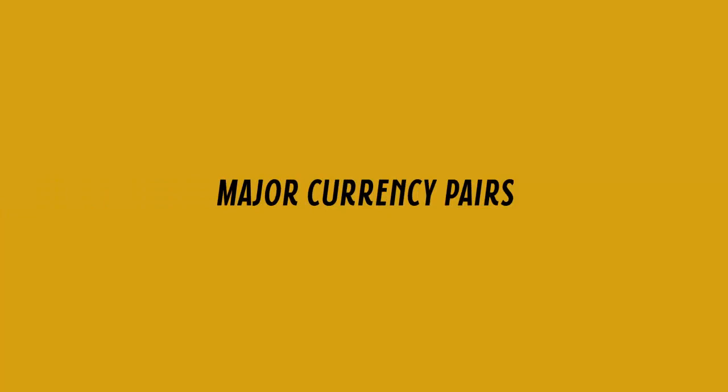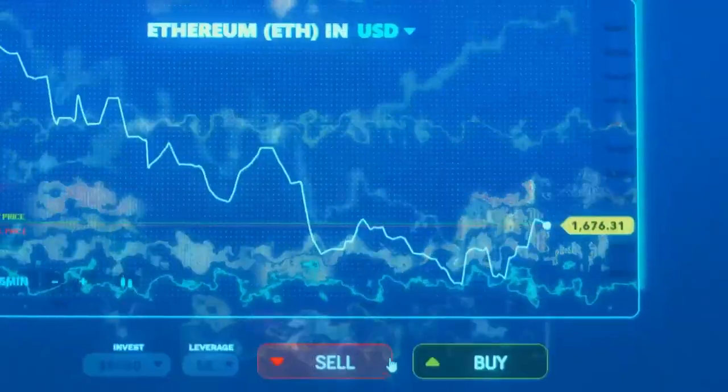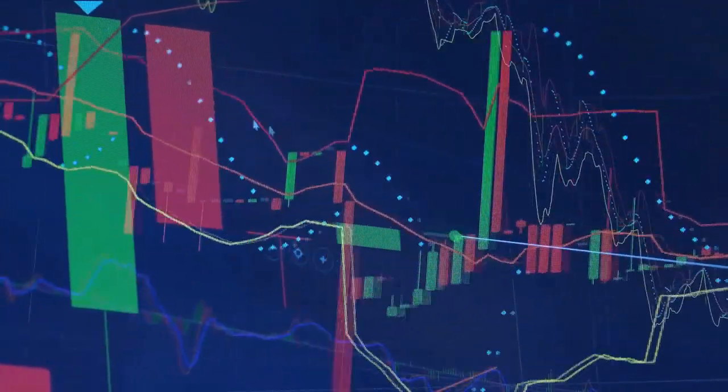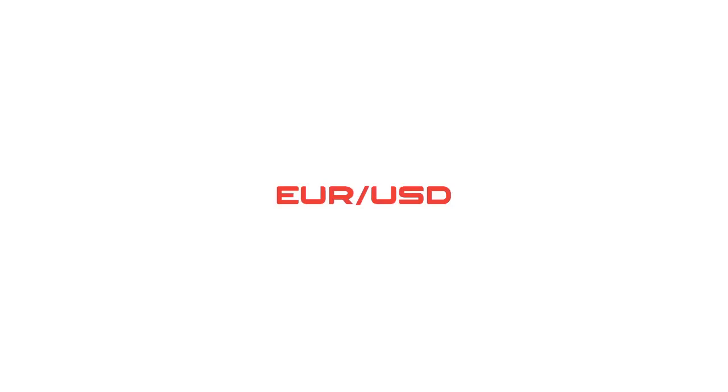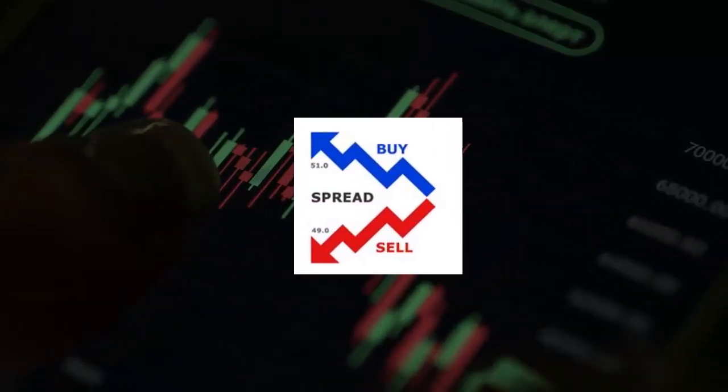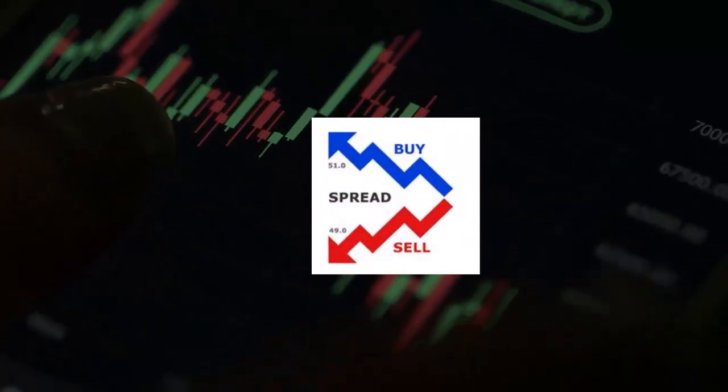Major currency pairs. There are three main categories of currency pairs: major, minor, and exotic. Major pairs involve the most traded currencies globally, such as Euro-USD, USD-JPY, and GBP-USD. These pairs offer high liquidity and typically lower spreads, making them suitable for beginners.